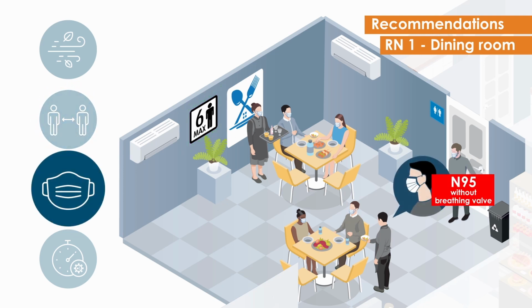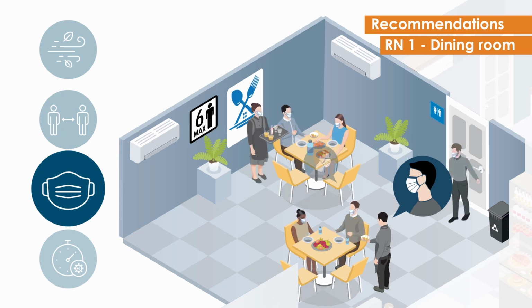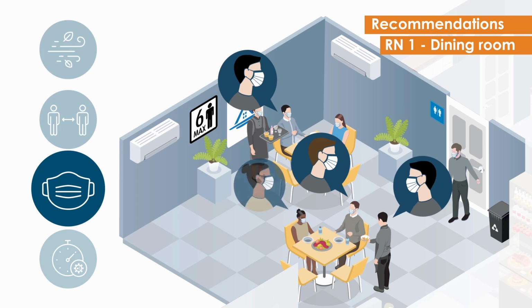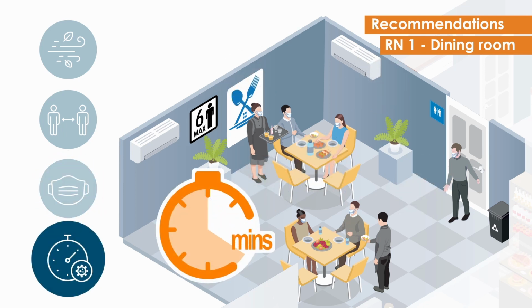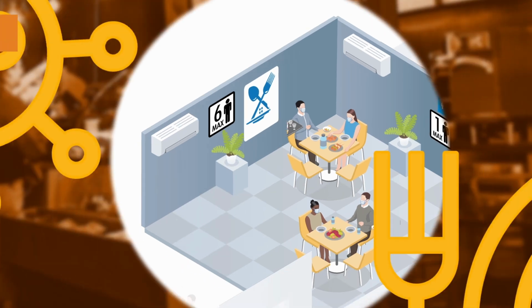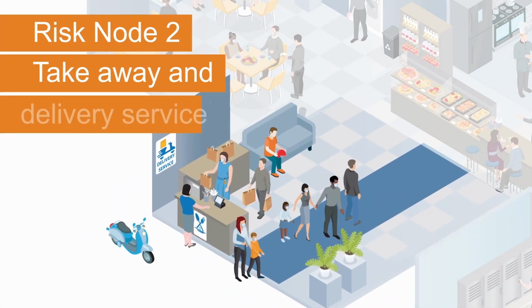Provide your employees with N95 type face masks without a breathing valve, and enforce them to wear a face mask all the time, with or without customers in the restaurant. Ask clients to wear their face mask whenever they are not eating food or drinks, even when sitting at their table and when they move. Reduce as much as possible the time staff stay in contact with clients. Risk Node 2, Takeaway and Delivery Service.